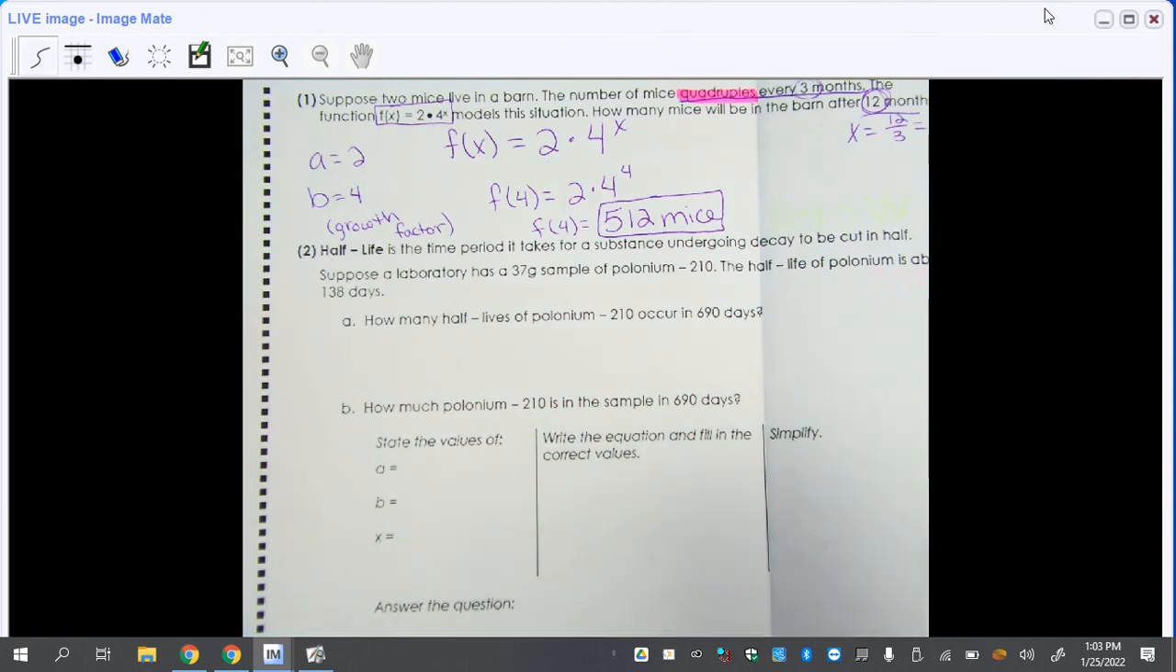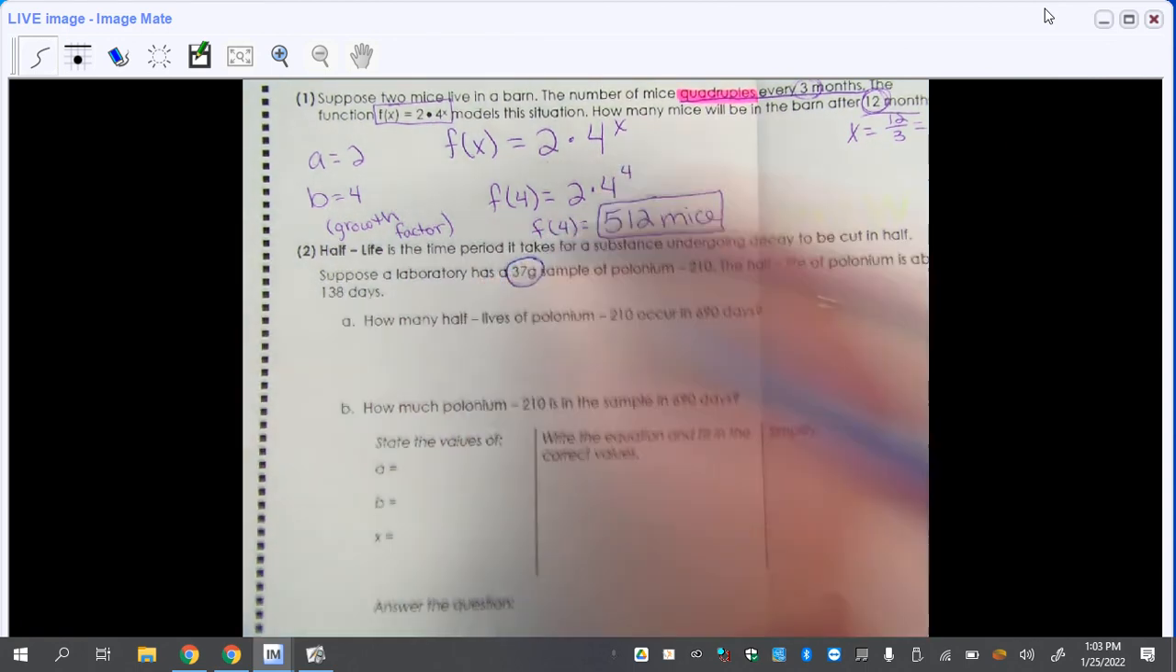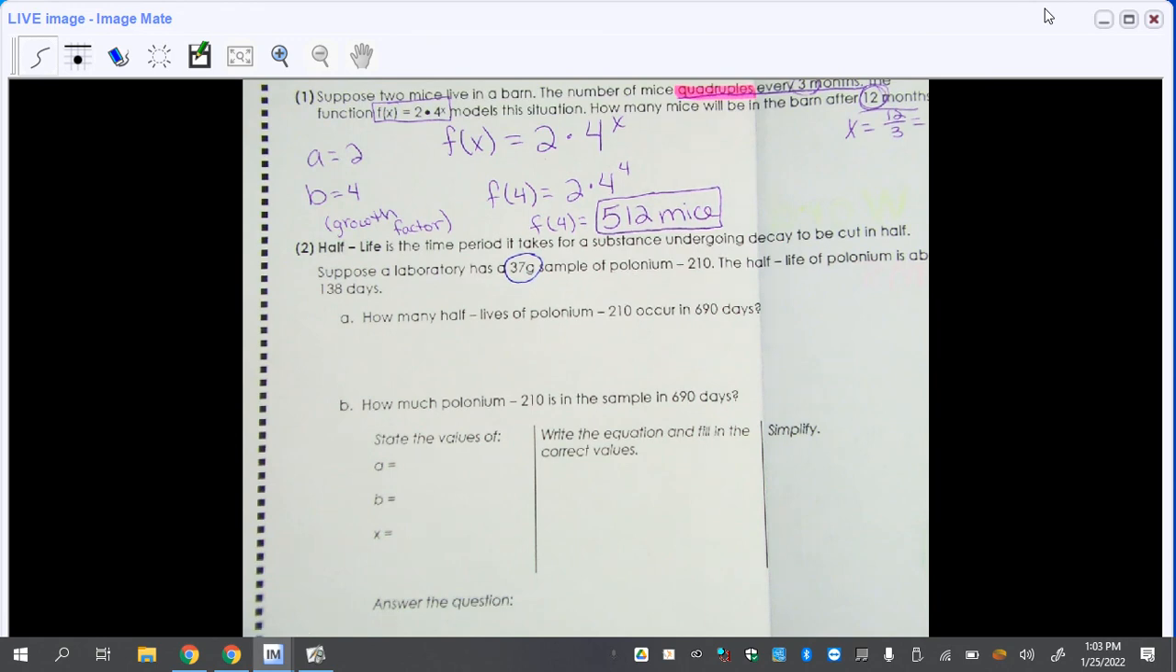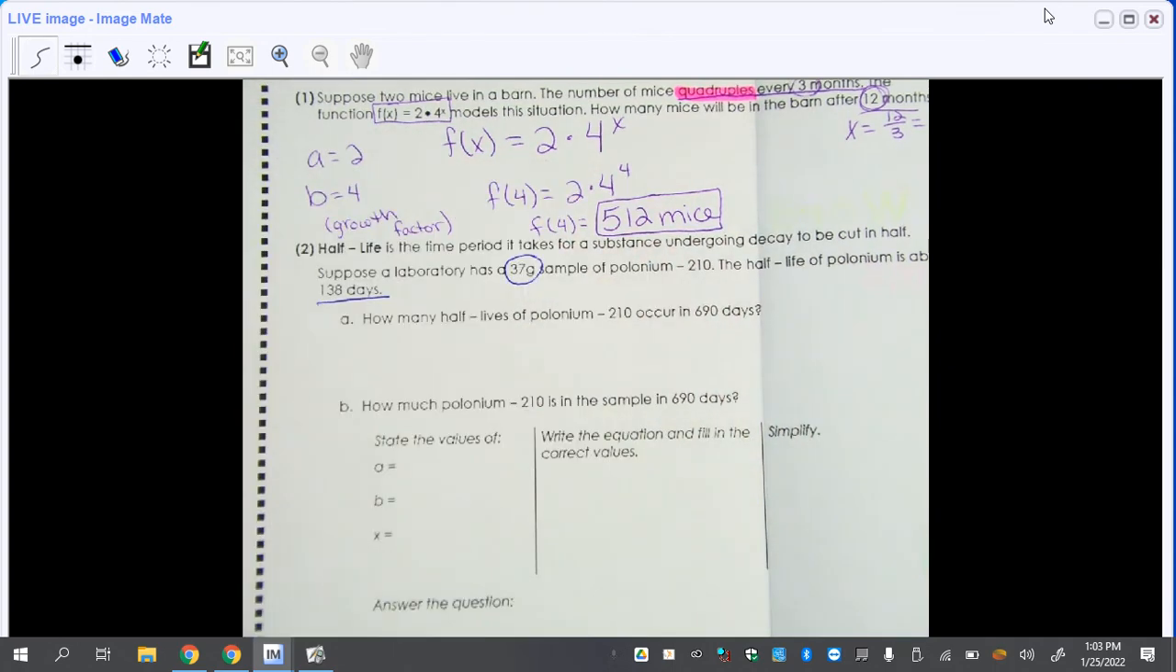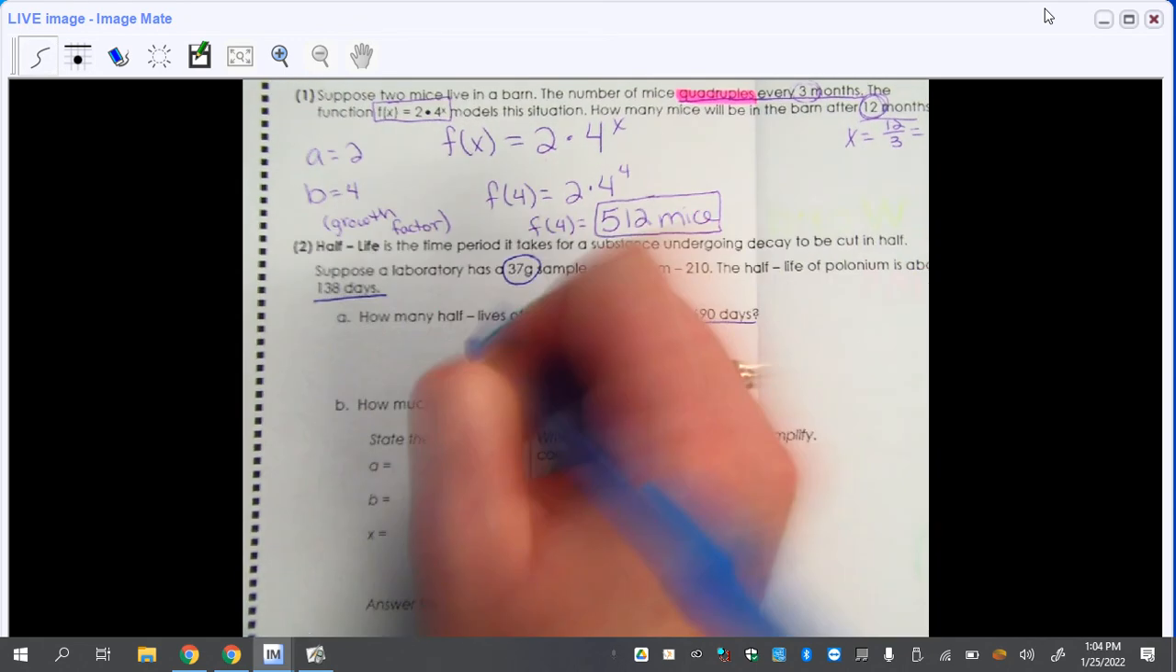Okay. So here we have a laboratory has 37 grams of a sample of polonium 210. The half-life of that is 138 days. So what that says is it takes 138 days and then half the substance is there. And then another 138 days and half of what that was is there. So our first question is, how many half-lives happen in 690 days?